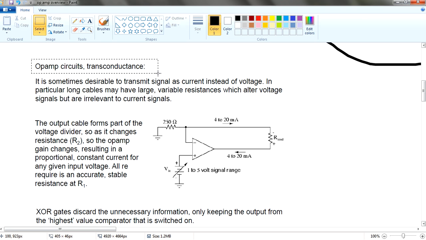Op-amp circuits, transconductance. You remember, if you see a transconductance, this means that you're going to transport a certain amount of signals from one place to another. So if you're going to transmit a signal over very long cables, a very long distance, you have to ensure that instead of transporting a voltage, you're going to transfer a current, because current in series will not change at all.